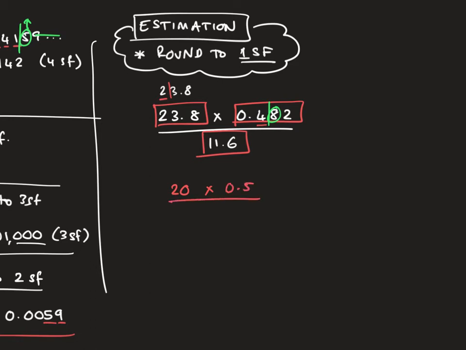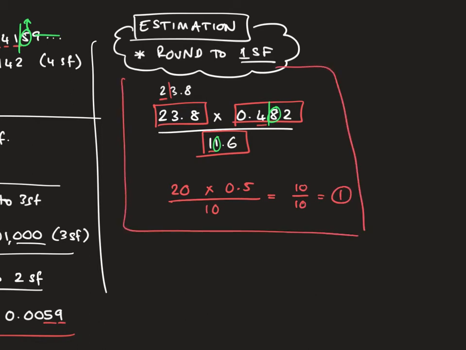Okay, and then at the bottom, on the denominator here, 11.6, the first significant figure is the 1, meaning that the second significant figure is this 1 here, but that causes the 1 to just stay the same, so that is over 10 here. So we know that 20 times a half is just 10 over 10, and the answer here is 1 as an estimation. So whenever you're estimating, just make sure that you round everything just to 1 significant figure.